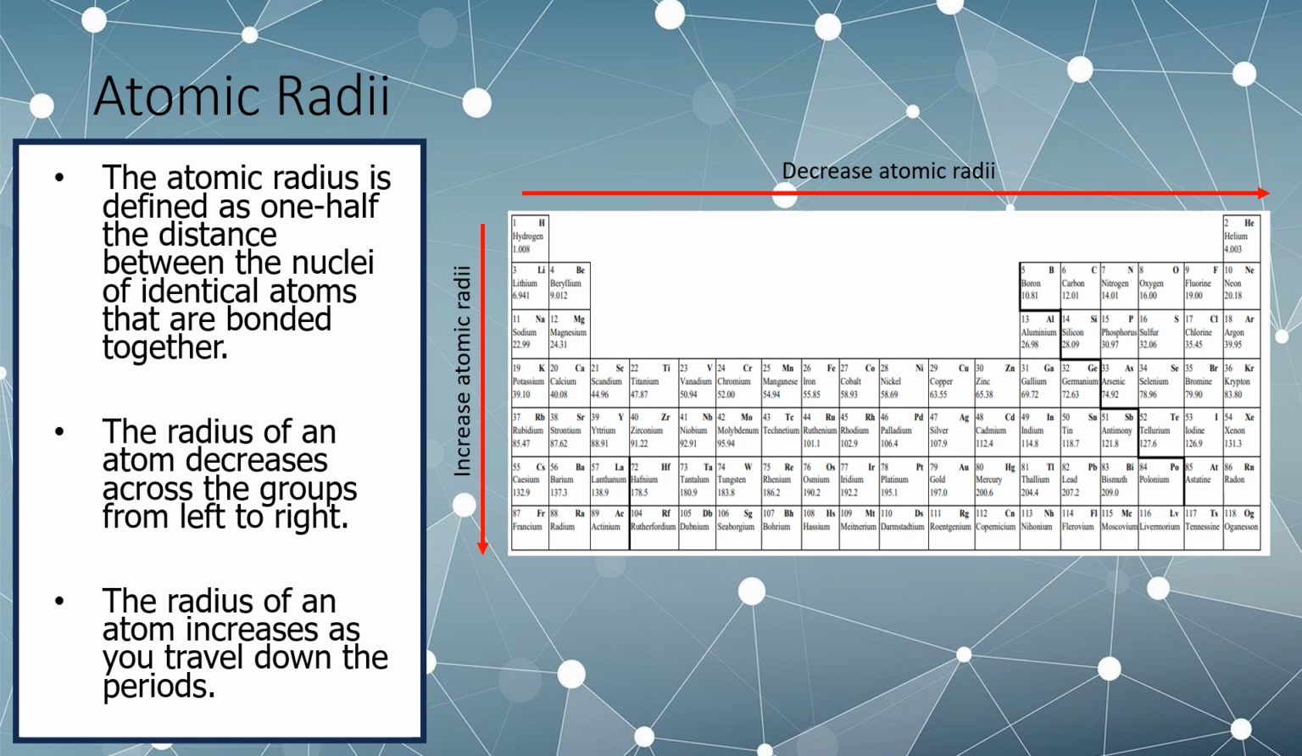Now, the radius of an atom increases as you travel down the periods. This is because as you move down the periods, there's more shells. More shells, bigger size. Makes pretty clear sense to me. So, remembering it decreases from left to right and increases traveling down. Now, some people find it difficult to do decrease, increase and prefer just increase, increase. So in that case, you'd say it increases from right to left and increases as you move down, or decreases from left to right and decreases as you move up. Whatever works for you to remember those trends.